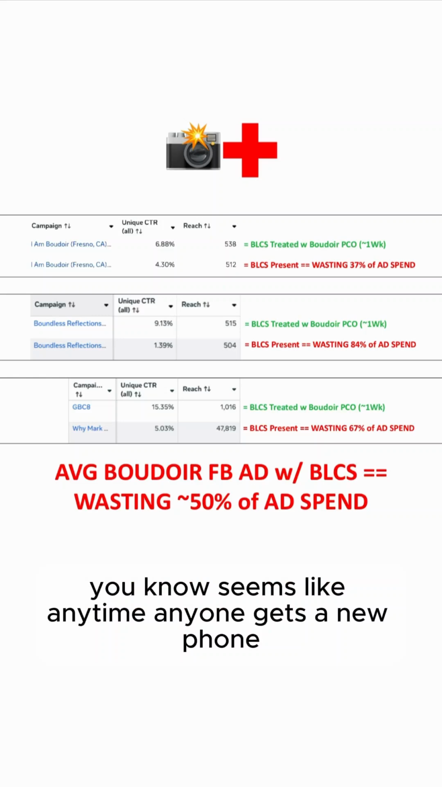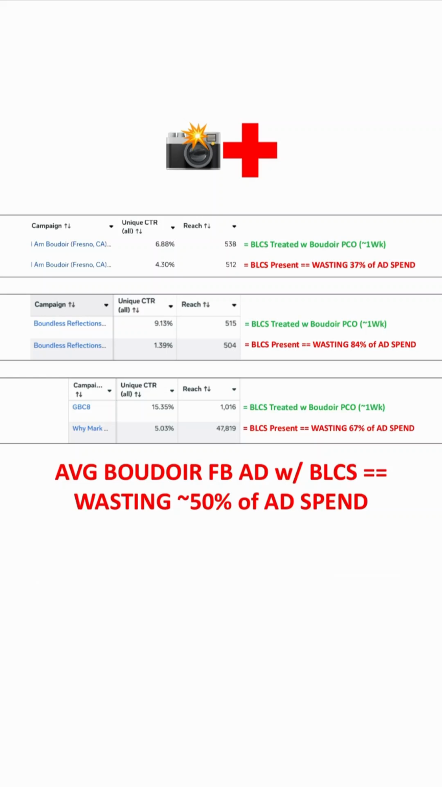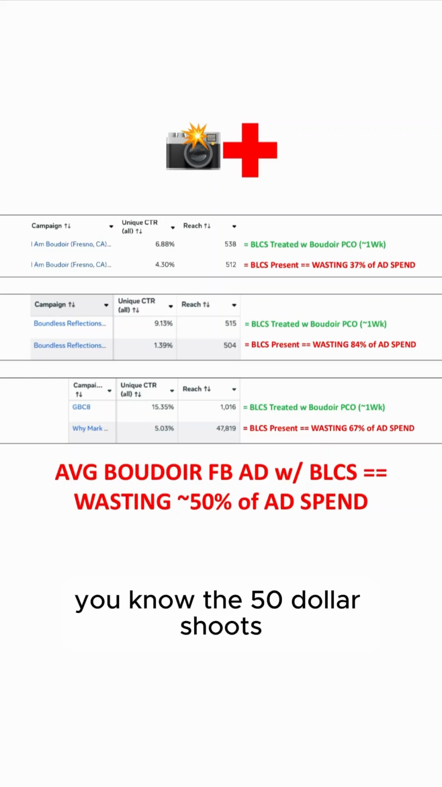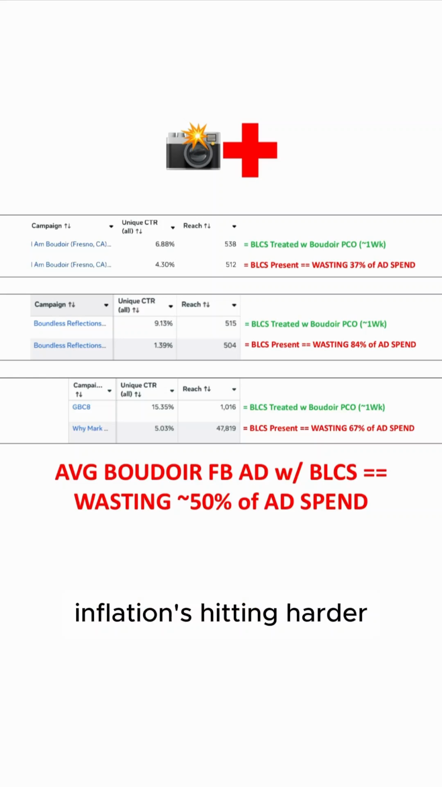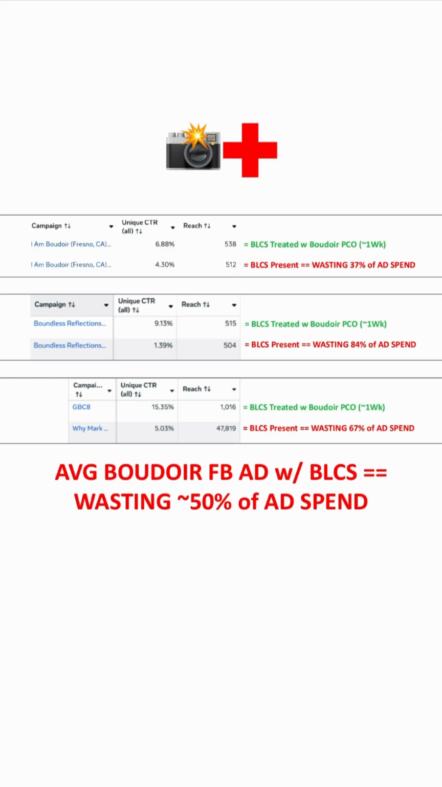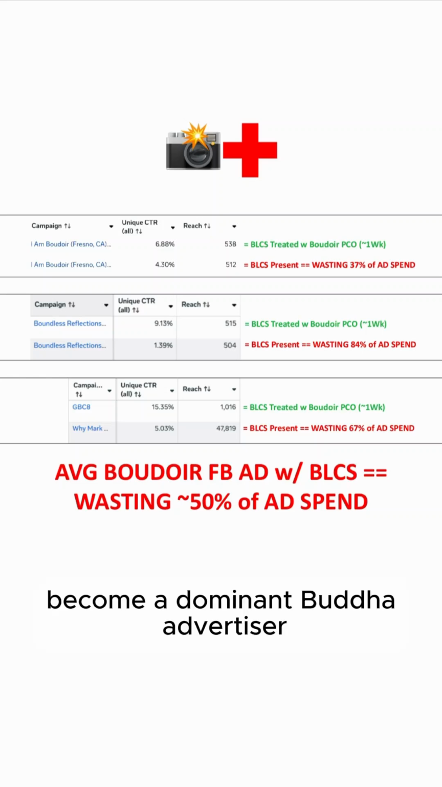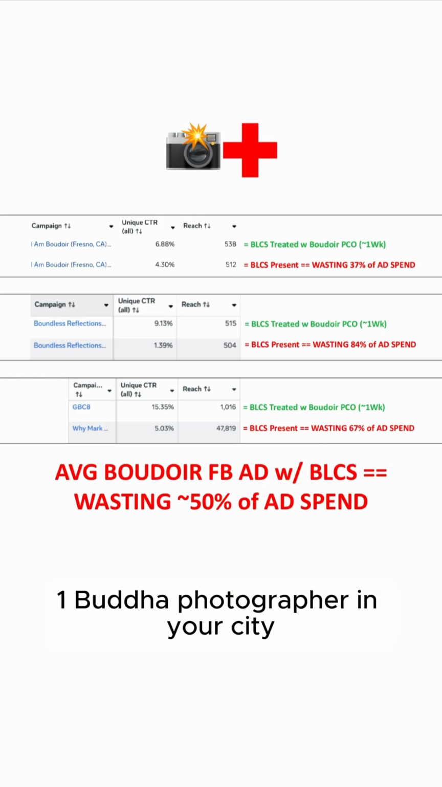Seems like anytime anyone gets a new phone, there's more boudoir photography. A new Google My Business profile pops up, or anytime someone gets a new camera, there's more posts in the mom groups for the $50 shoots. So the market is becoming more saturated. Inflation's hitting harder. You want to pull more money out of the business, make it more efficient, and you want to achieve pre-click alignment, become a dominant boudoir advertiser, activate boudoir brain entry boost, and be on your way to becoming the number one boudoir photographer in your city.